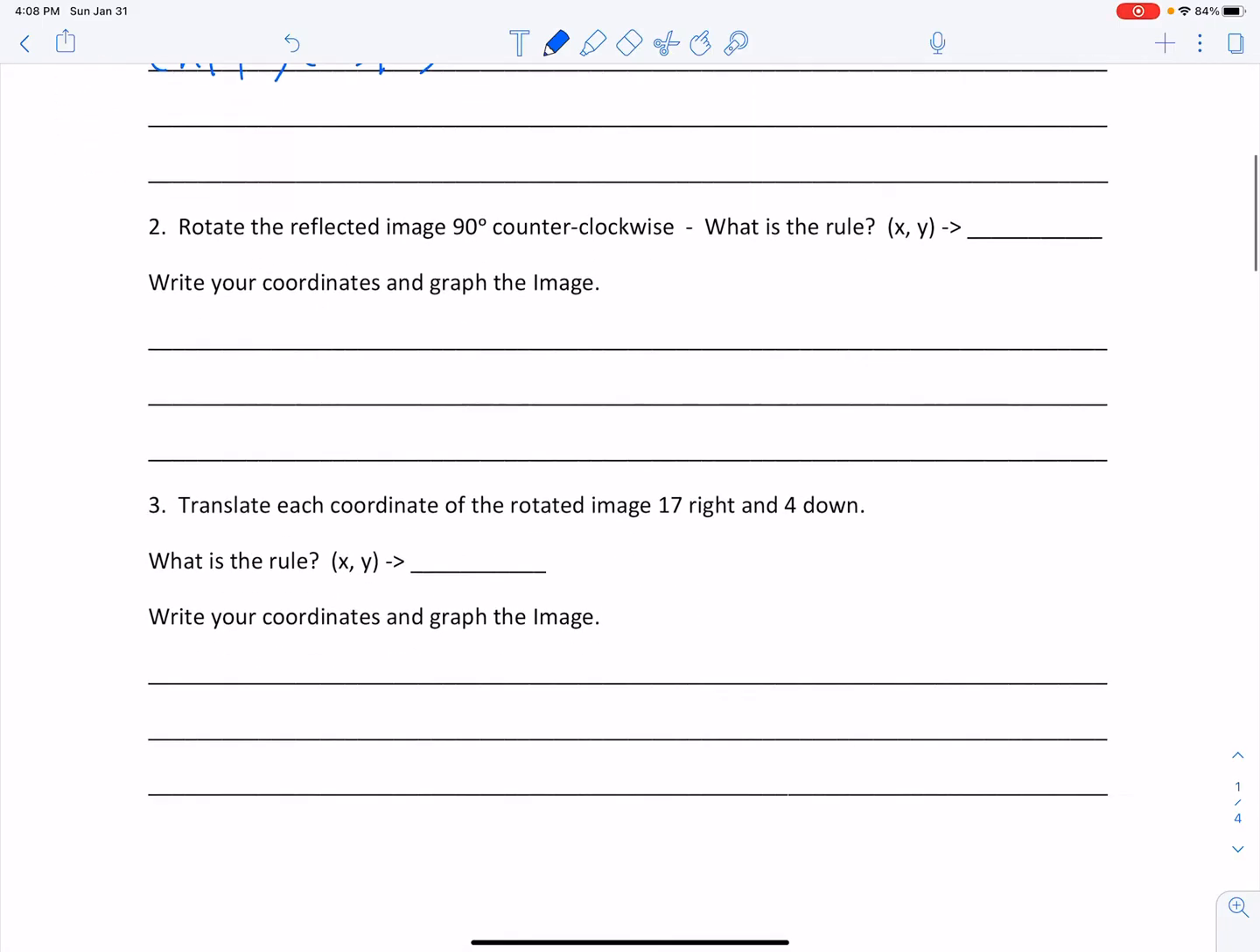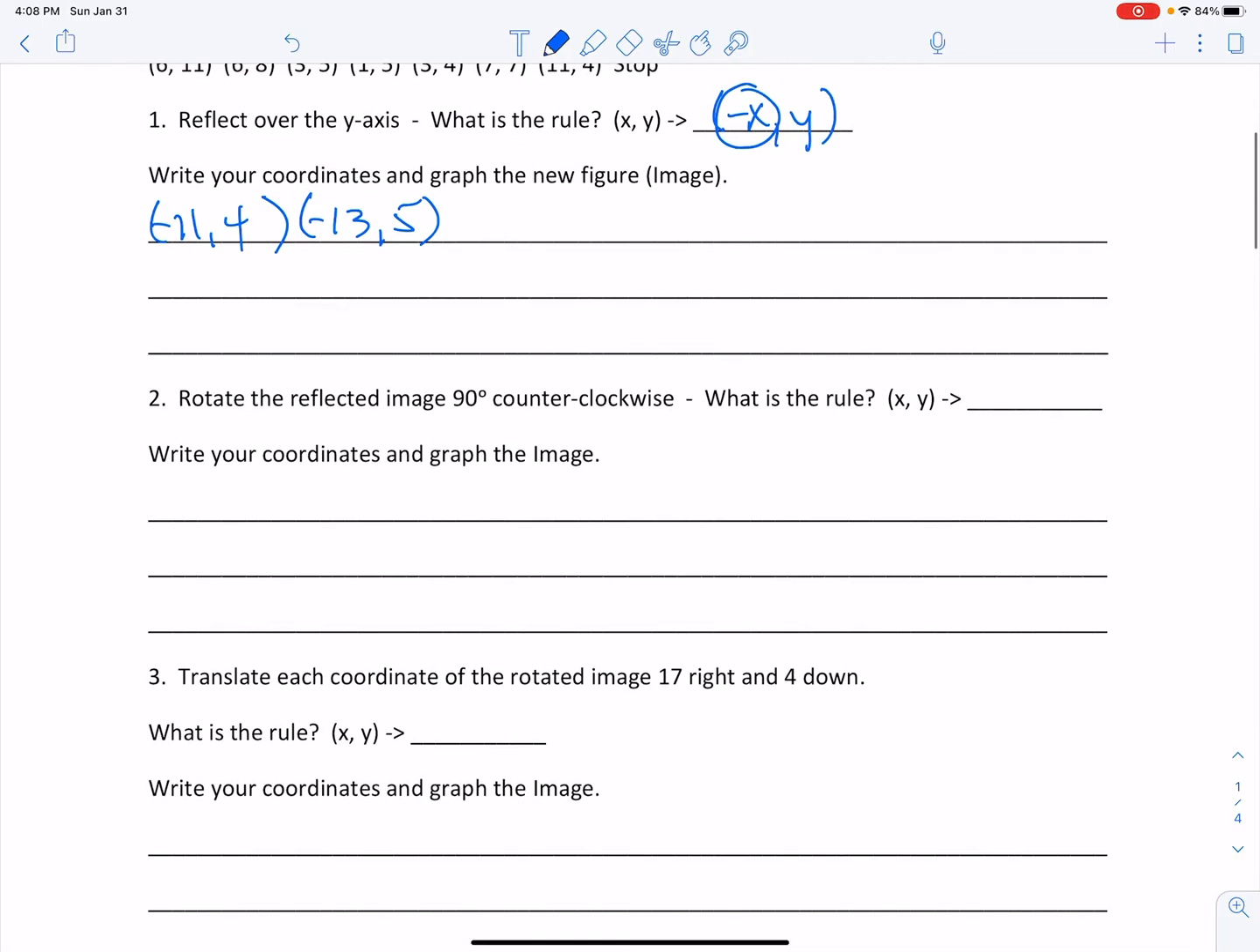Then you're going to take those same coordinates that you just reflected, and you're now going to rotate the reflected image 90 degrees counterclockwise. A 90-degree counterclockwise rotation means that we're going to use the rule (y, x), because our x and our y are going to trade places. And since I'm rotating counterclockwise, my y is going to turn negative. So I'm going to take the points that we just did in number 1 and perform this transformation.